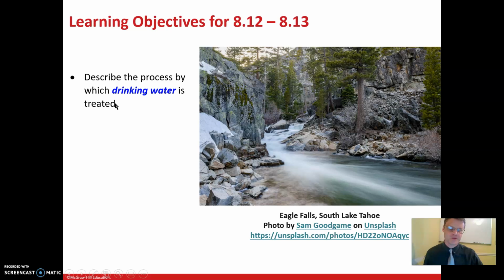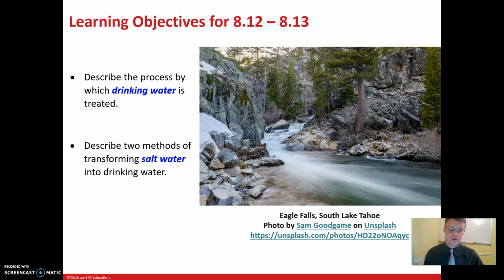So we're going to look at the process by which lake water is treated. And then we'll also look at two ways we can remove salt from water.